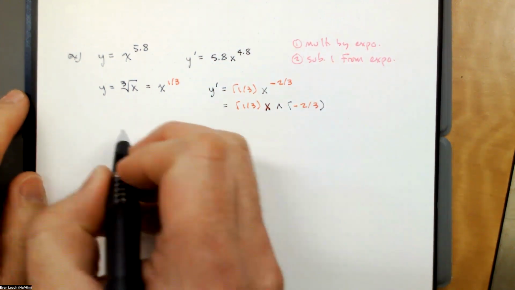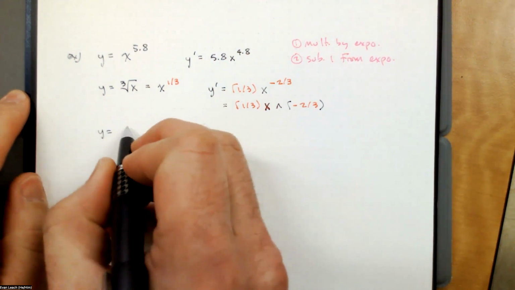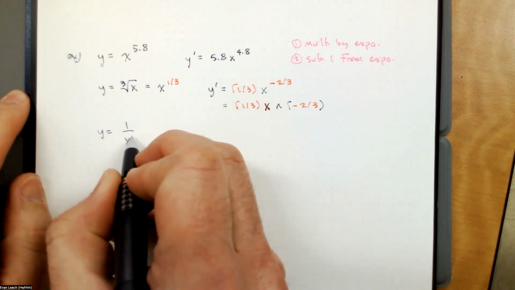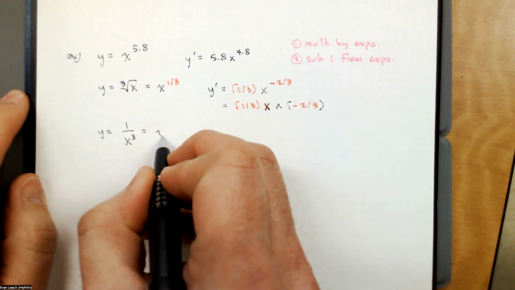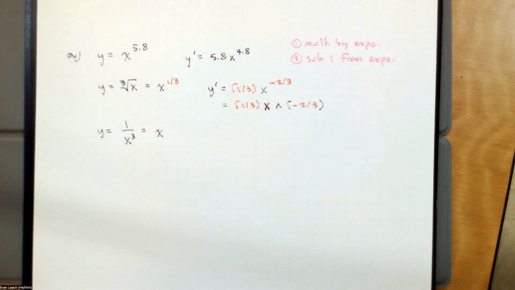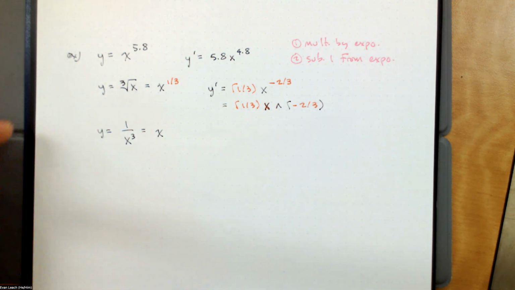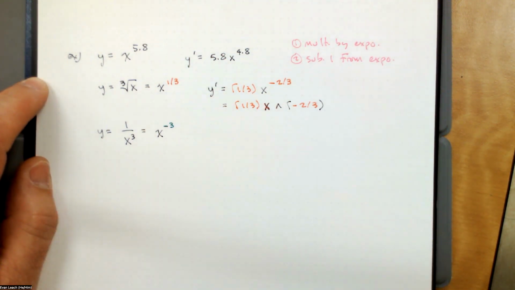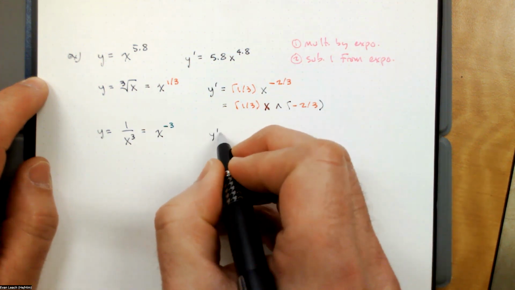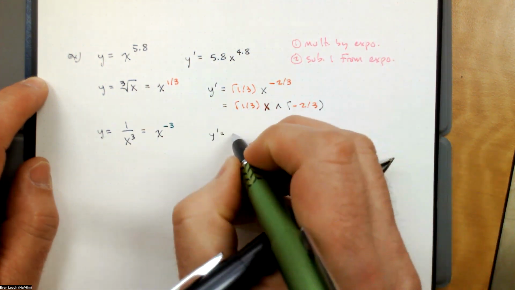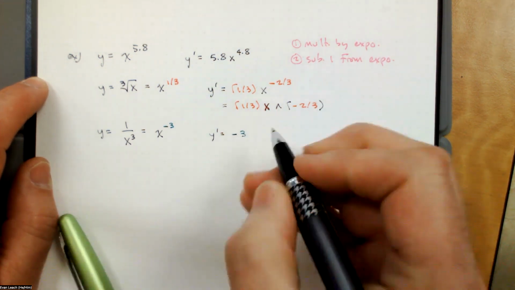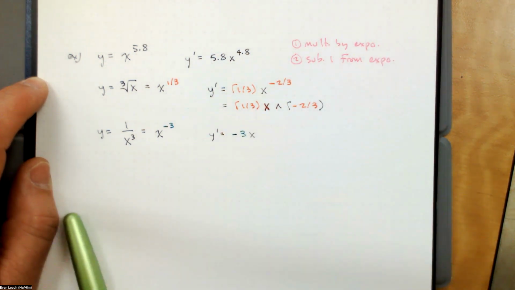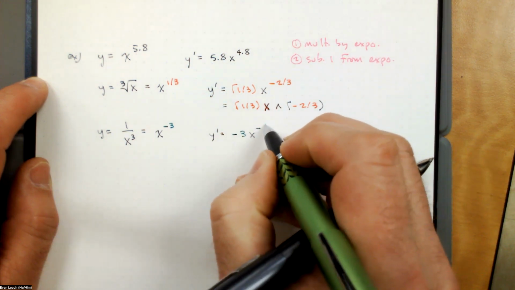If we have a denominator, we can write this as a power of x. Here the x to the 3 is in the denominator, so I can write this as x to the negative 3. So y prime will be negative 3 x to the negative 4. Negative 3 minus 1 is negative 4.